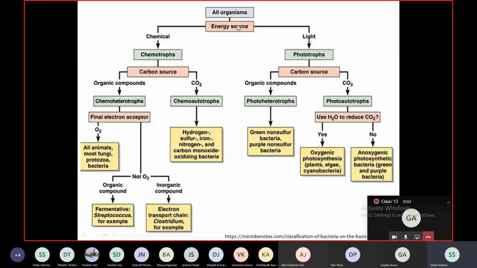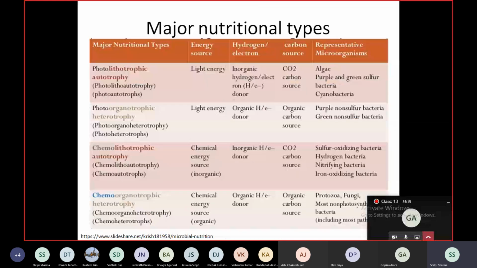So if you categorize an organism on the basis of energy source requiring light and chemicals, you can have chemo and photo, then either of the two could require either carbon dioxide or an organic compound. So this goes on, right? There could be various kinds of organisms which can be classified. Various combinations are possible. But the major nutritional types in prokaryotes are these four.